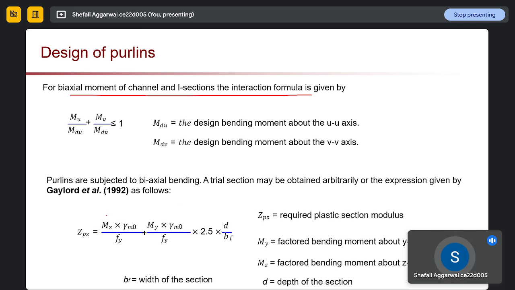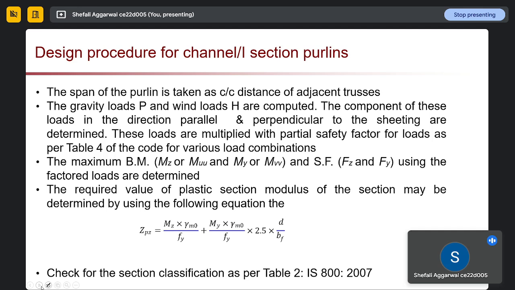So purlins are subjected to biaxial bending. Then after calculating bending moment, we will calculate our section modulus, and based on the section modulus, we will decide our section. Like we will select a section for our design. So this is the design procedure in case we are having channel section or I section, how to design a channel or I section purlin.